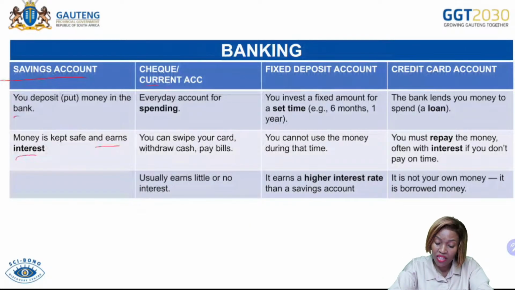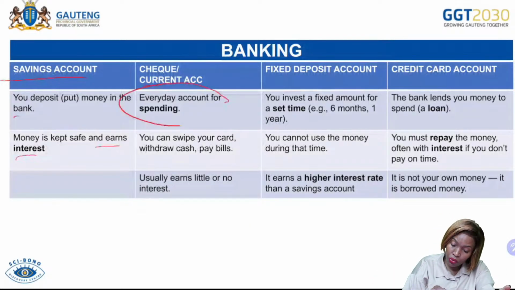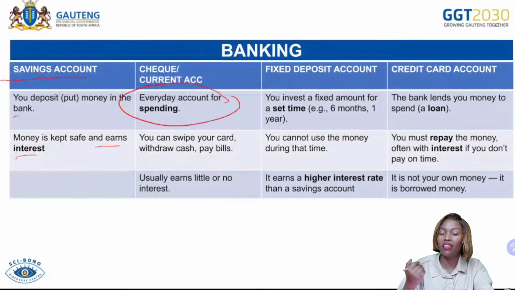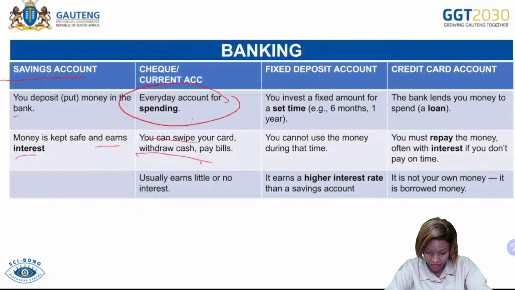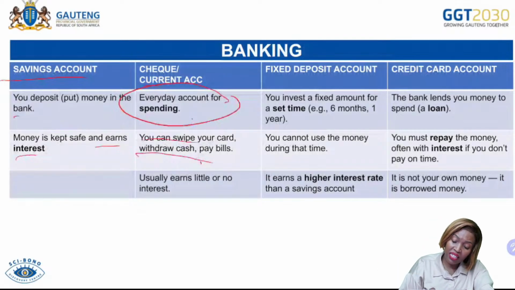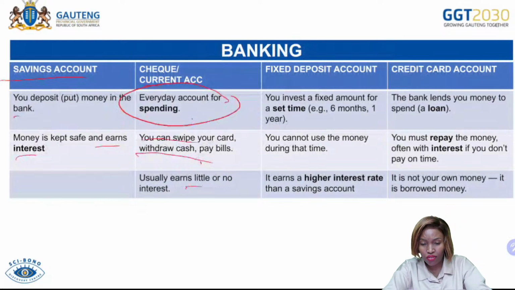With a check account, this is an everyday account for spending, and it's mostly used by people that are earning a monthly or a regular income because they use the account regularly. With this type of account, you can swipe your card, withdraw cash, and pay your bills. And lastly, it does earn some interest, but very, very little. And sometimes it doesn't even earn any interest.